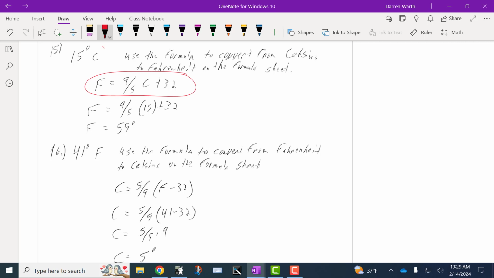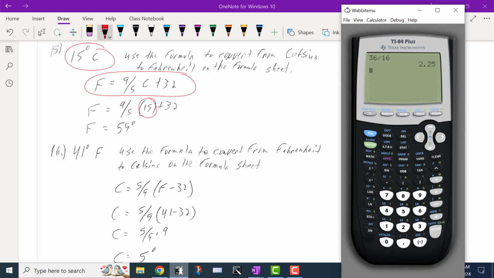Notice this is 15 degrees Celsius. Go ahead and fill that in, 15 degrees right here. Take your calculator and type this in. Create your fraction, hit alpha F1, and type in 9/5. Then we take that times 15, and then plus 32. That comes out to be 59 degrees. So 59 degrees Fahrenheit is equal to 15 degrees Celsius.